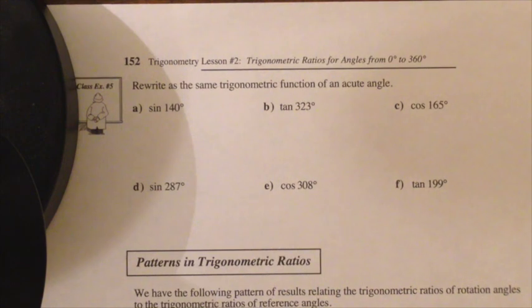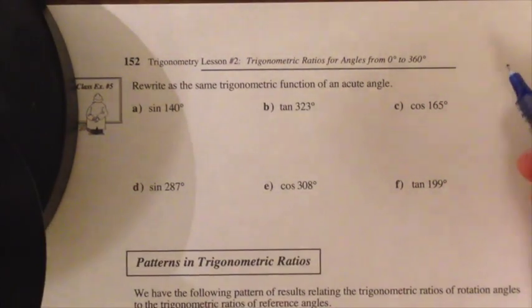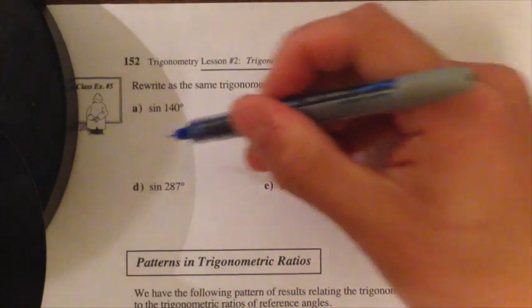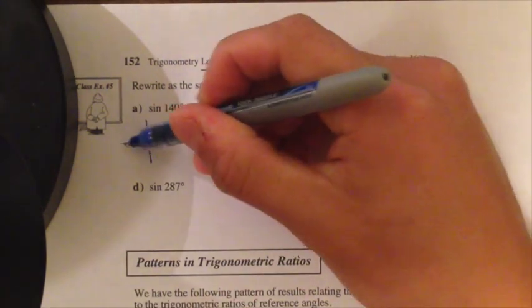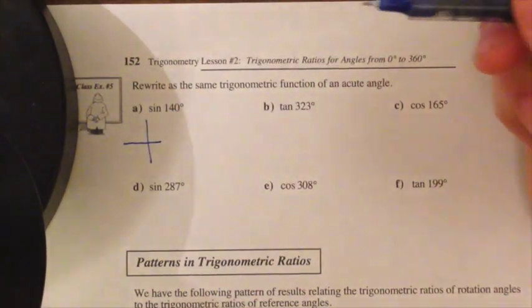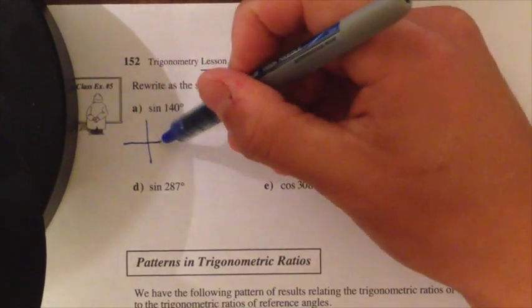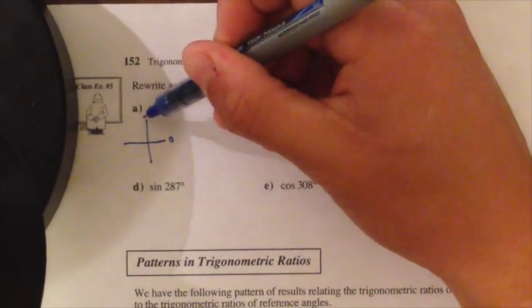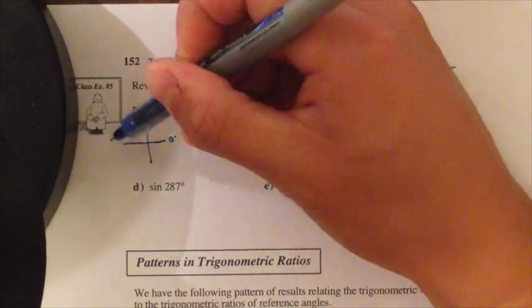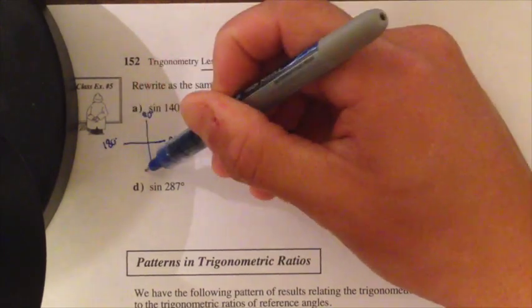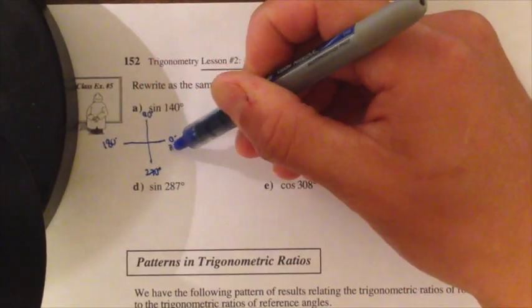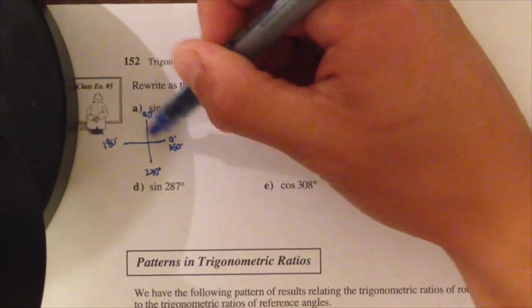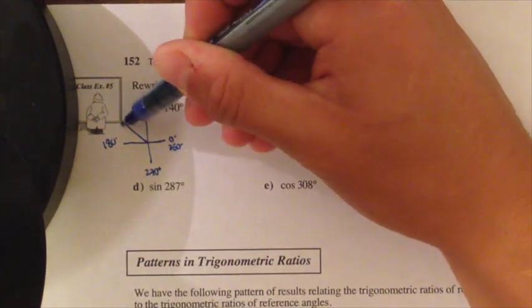For this last example, we need to rewrite the same trig function of an acute angle. So there's two rules in doing this. The first rule is that if we draw what our angle of sine 140 looks like, I know that if this is 0, this is 90 degrees, 180 degrees, 270 degrees, and 360 degrees, that sine 140 is going to fall over here.